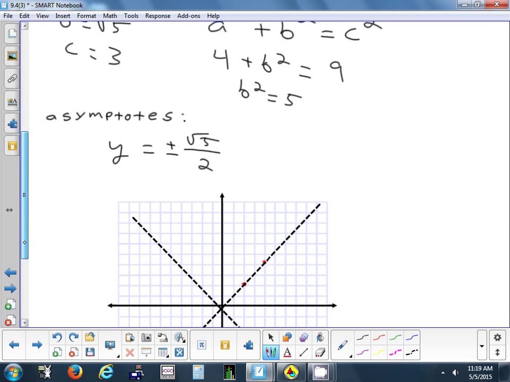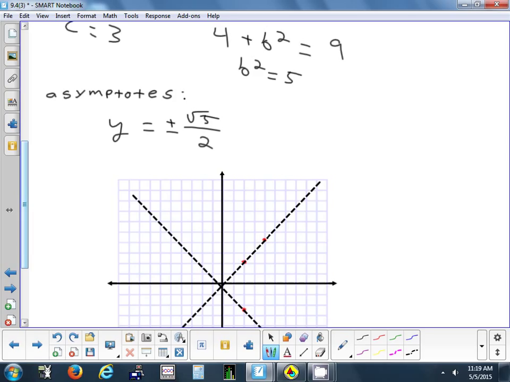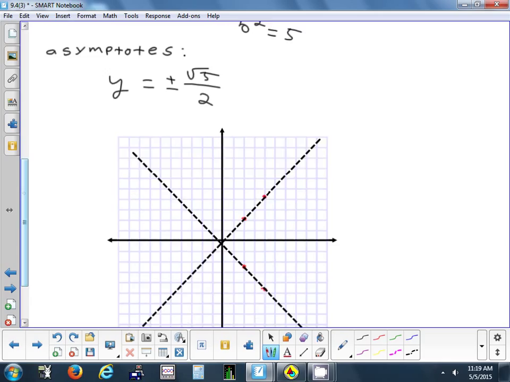Okay, let's graph those lines. So up 2.2 over 2. And then also do the negative. Down 2.2, right 2. Those asymptotes give me a place to put my two branches.